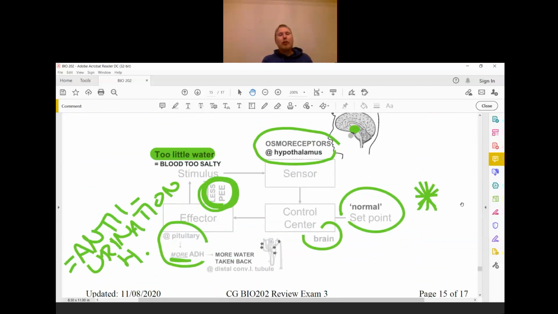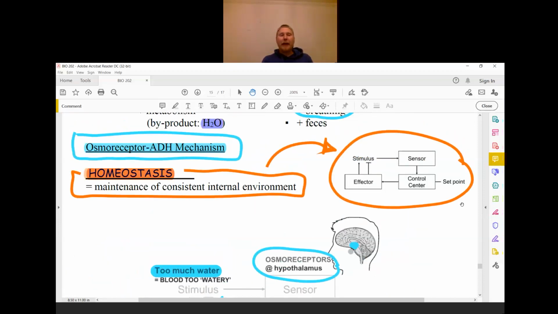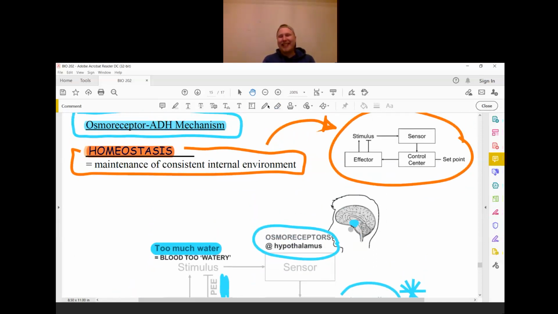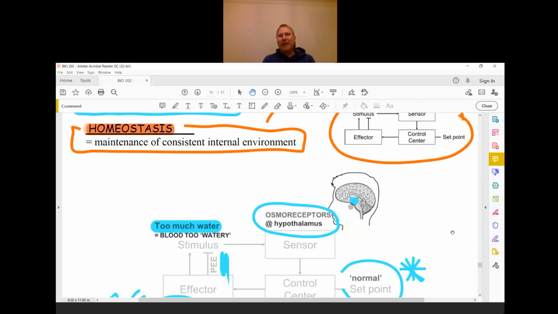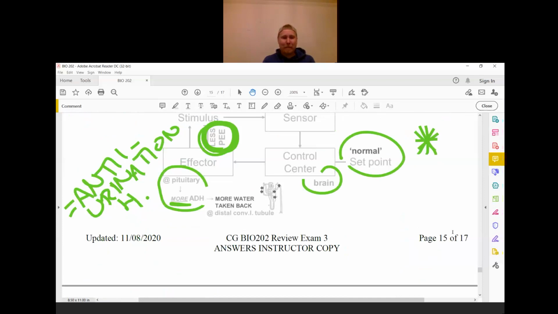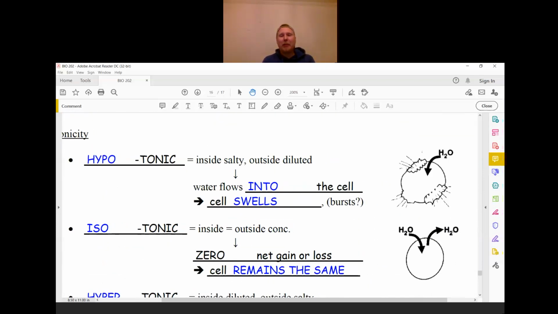So I think that these two diagrams are really simple, much more simple than many other versions that I've seen in textbooks for explaining this kind of complex concept of the osmoreceptor ADH mechanism. So trust me when I say that there's a reason why we learn the basics well. That helps us to explain the complex topics. Couple of other things that I wanted to discuss with you. I want to discuss the concept of tonicity a little bit.